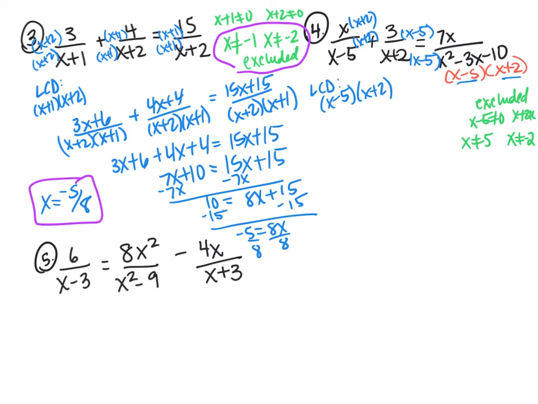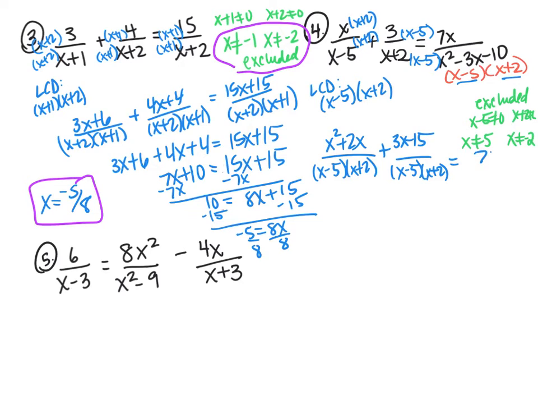I'm going to distribute here, so I'm going to get x squared plus 2x over that x minus 5 times x plus 2. Plus, distribute my 3x minus 15 over that x minus 5 times x plus 2.